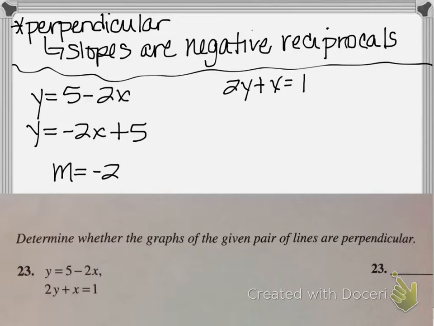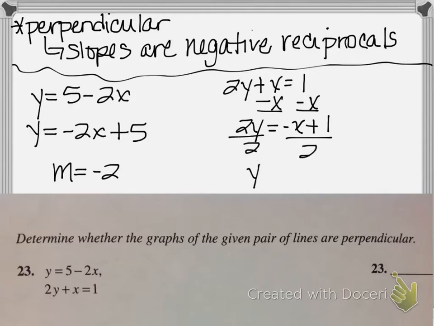Now a negative reciprocal means to flip the numerator and denominator and then take the opposite sign. So a negative reciprocal of negative 2 would be a positive 1 over 2, or a positive 1/2. So when I finish manipulating this second equation, if my slope is a positive 1/2, then these lines will be perpendicular to one another if we were to graph them. So I end up with y equals, I have negative x over 2, which is negative 1/2 x plus 1/2.